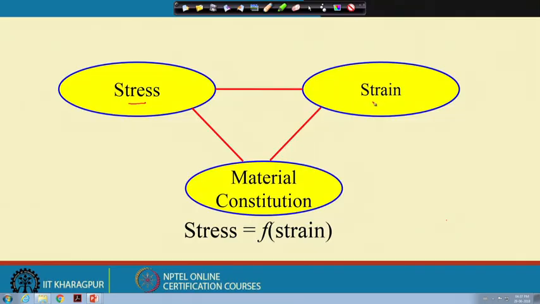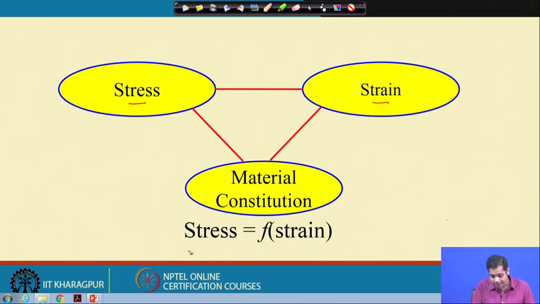We'll shortly come to that point. One is stress, one is strain, and then how the stress and strain are related to each other. Stress is a function of strain, which is called material constitution. So, these are three important parts in material characterization. Material characterization is understanding how the material behaves when it is subjected to different loads or different environments.